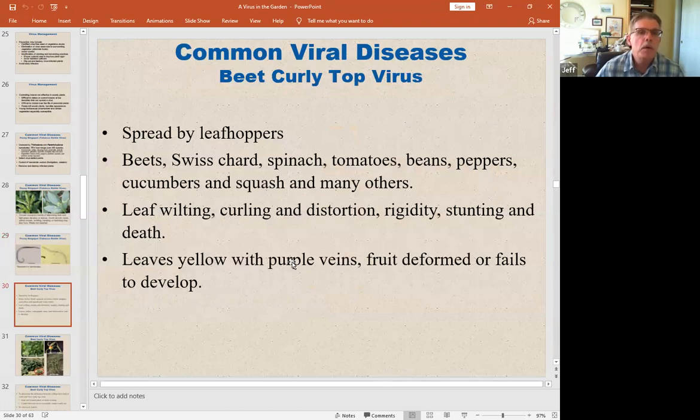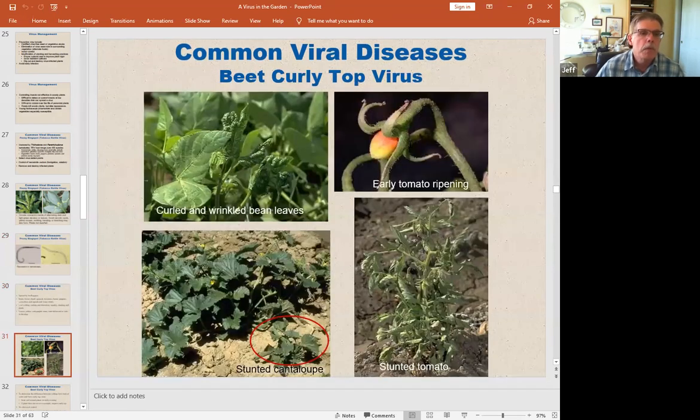Beet curly top virus, another very common virus, is spread by leafhoppers. And these are the crops affected. You may see leaf wilting, curling, distortion, rigidity, stunting, and death. And I'll show you pictures. So on bean leaves, here are some curled and wrinkled leaves affected by the virus.